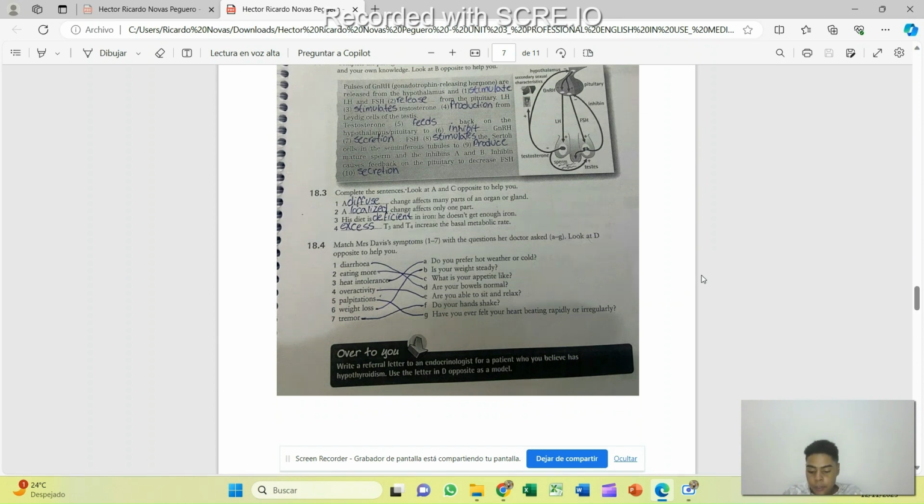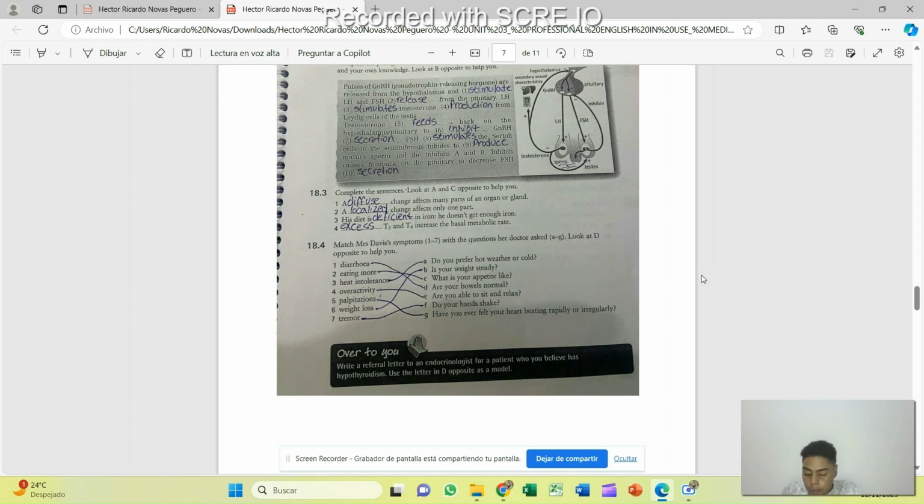8.3 Complete the sentences. 1. A diffuse change affects many parts of an organ or gland. 2. A focal change affects only one part.